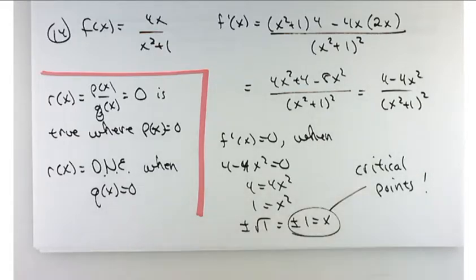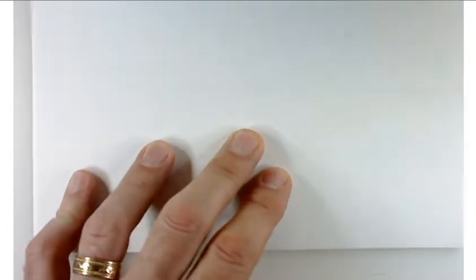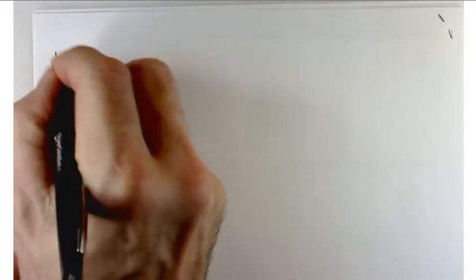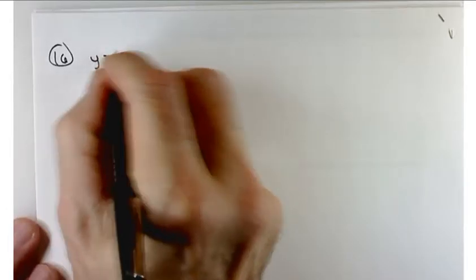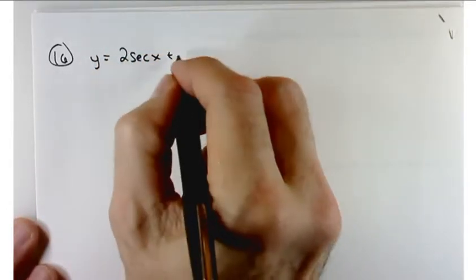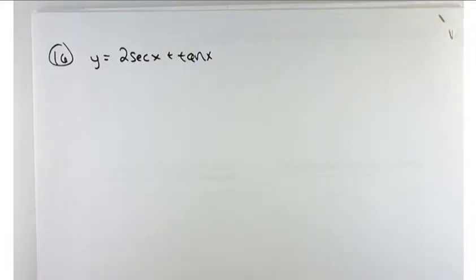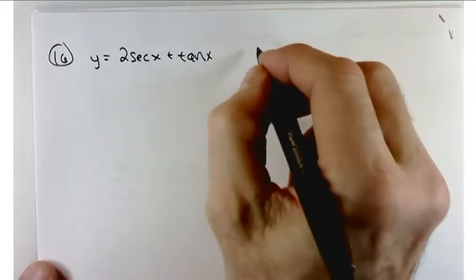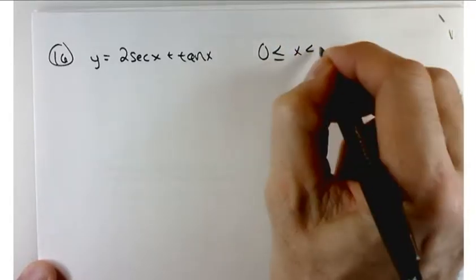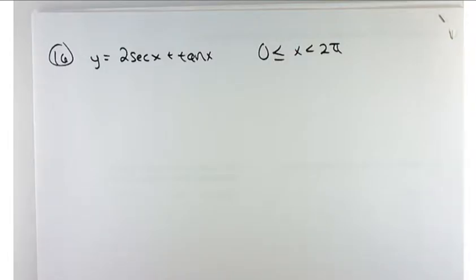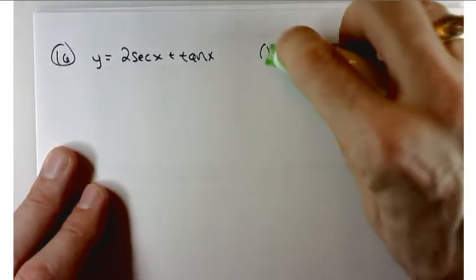Any questions on problem number 14 here? Let's try another one. Let's try problem number 16. So, a little reminder and practice with your trig functions. We've got y equals 2 secant of x plus the tangent of x. Do they restrict the domain there? Oh yeah, between 0 and 2 pi. So 0 less than x less than 2 pi. Actually there's no equal there.